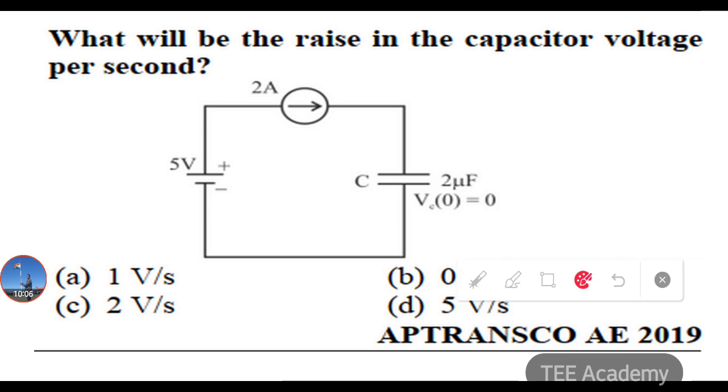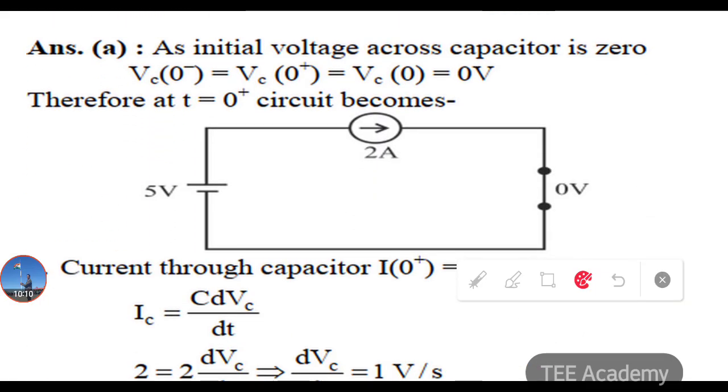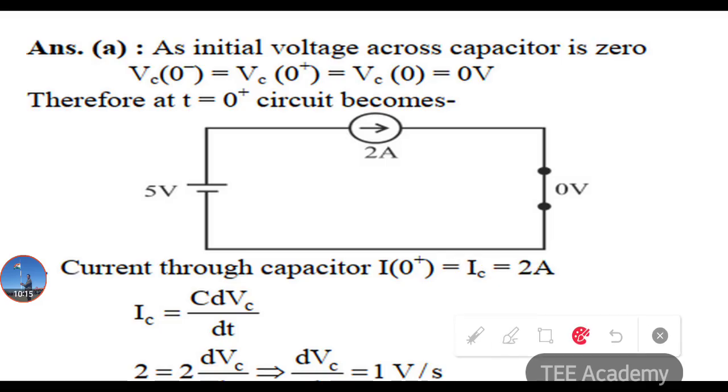So let's find the solution for this question here. Assuming the initial conditions, the capacitor is initially uncharged. As the initial voltage across the capacitor is 0, Vc of 0 minus is equal to Vc of 0 plus, the instantaneous value is going to be 0 here. So when the capacitor voltage is 0, it is short circuited.